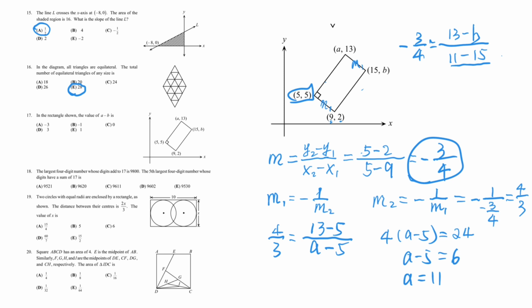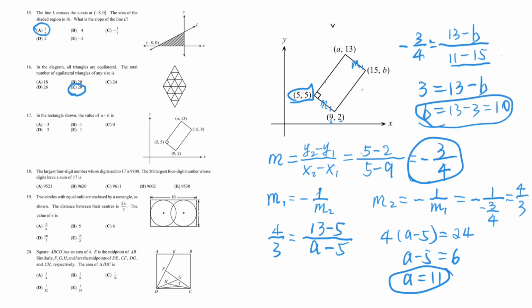So equation both sides times negative 4. We get 3 equal to 13 minus b. So 13 minus b equals 3. B equal to 13 minus 3, that's 10. So A equals 11, B equals 10. The question asks A minus B, that's 11 minus 10, that's 1. So number 17, the answer is E.